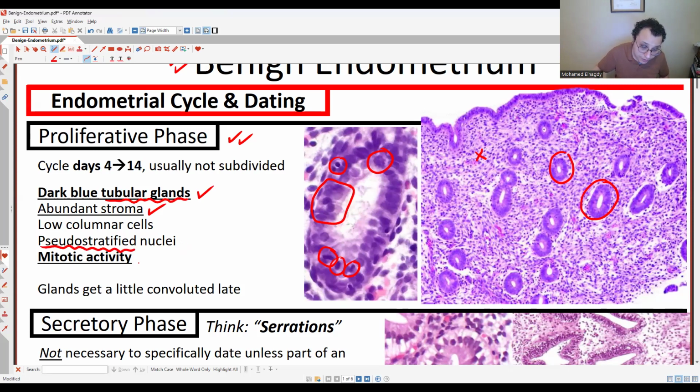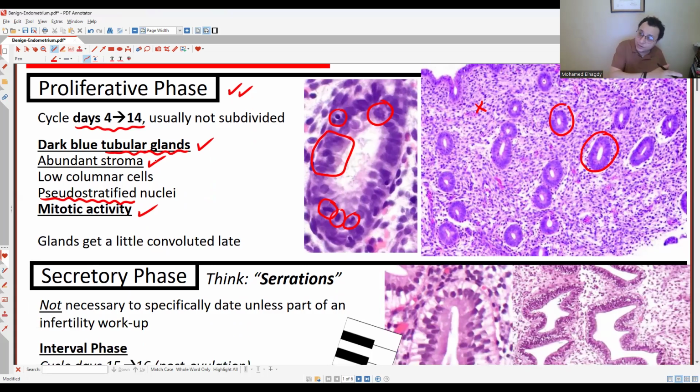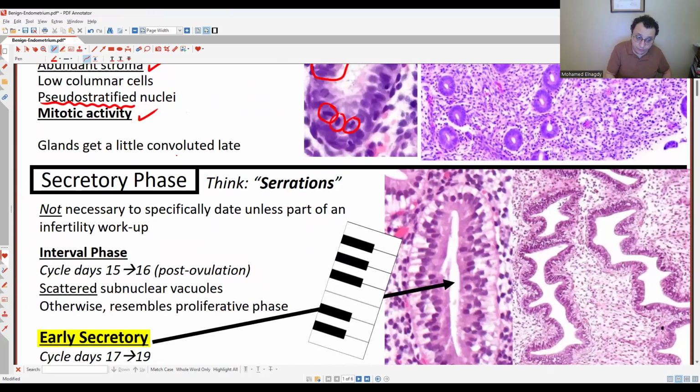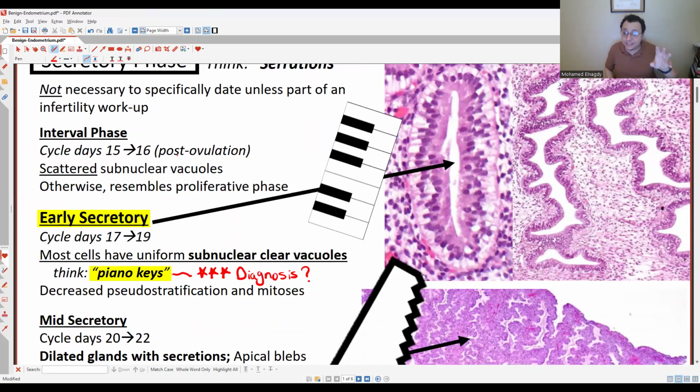It's not true stratification, and you see the classic mitosis, as I mentioned. This is the proliferative phase, which extends from day 4 to day 14 of the menstrual cycle. Usually, this is not subdivided into early proliferative or late proliferative, but the secretory phase does. There is early secretory and late secretory.